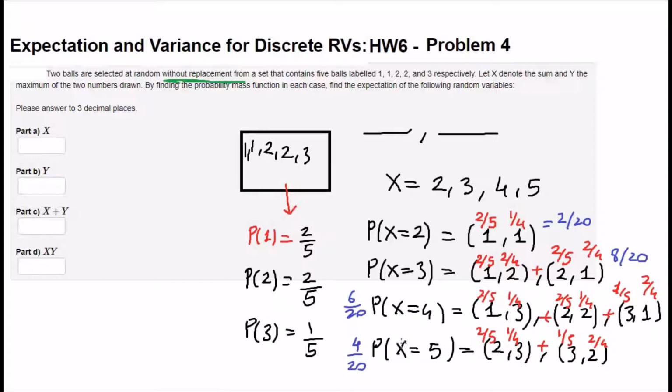Now expectation by definition is x times p, the value times the probability that belongs to that x. So it's going to be 2 times 2/20 plus 3 times 8/20 plus 4 times 6/20 and 5 times 4/20. So this is the answer for expectation of x.